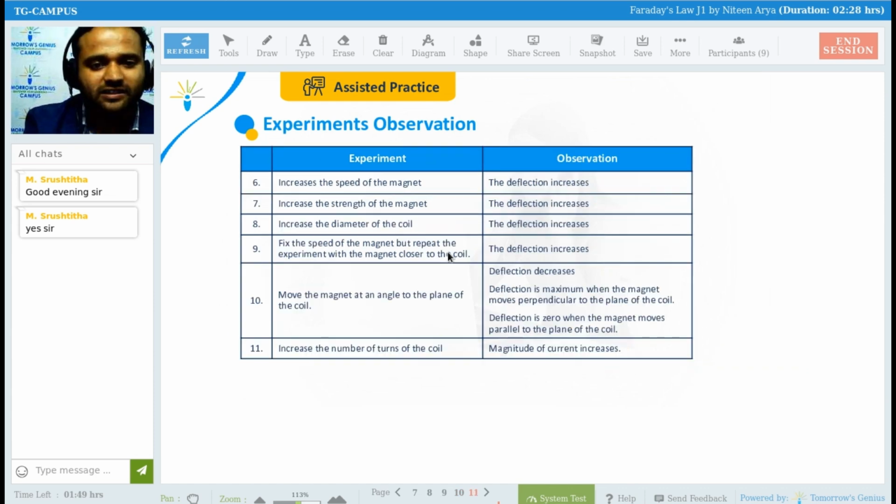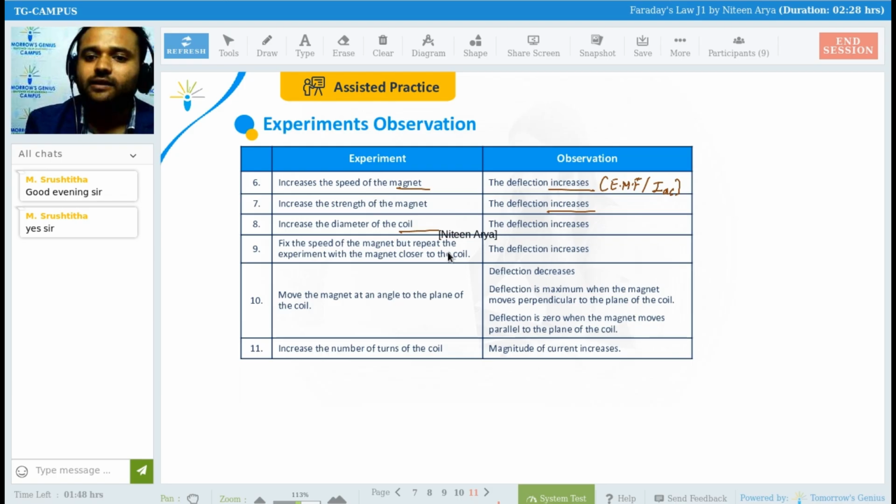Okay, so these are the things written over there. Increase the speed of the magnet, the deflection increases. Deflection means current basically, or EMF also maybe. I am writing both: EMF or current. Current I am going to represent with I_AC. Increase the strength of the magnet, again the deflection increases. Why so? Because the magnetic field increases. So again the same thing, EMF and I_AC.